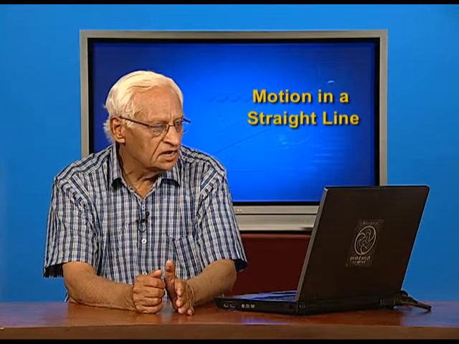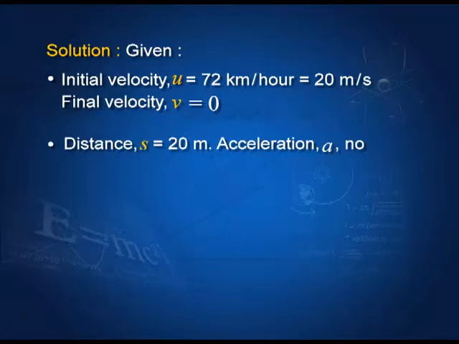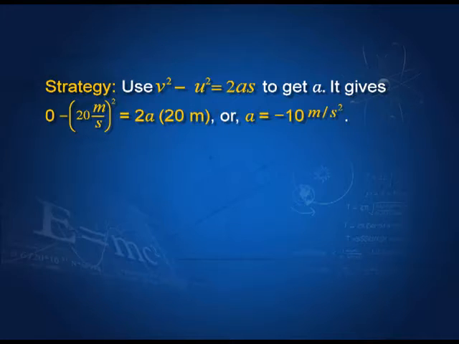What time did he take to come to rest? Now, what are given? We are given the initial velocity u, which is 20 meters per second. We are given the final velocity 0 because he comes to rest, and we have to find the time t. So, we use the equation v square minus u square equal to 2 a s, because we know the final velocity, we know the initial velocity, and we know the distance covered. Therefore, we can find a, and we find a in this case to be minus 10 meters per second square.